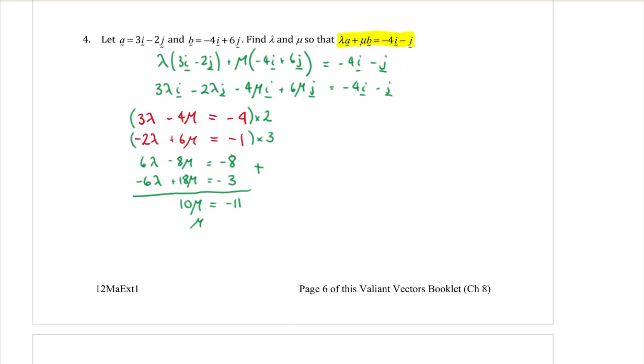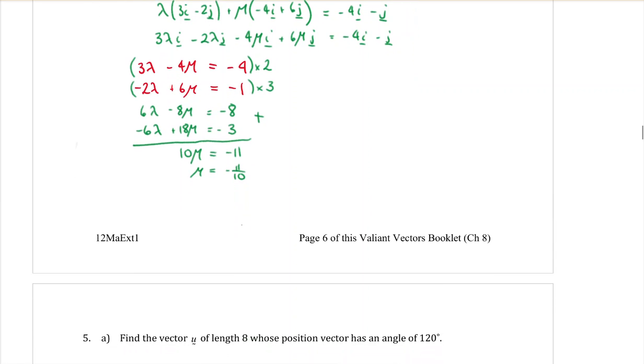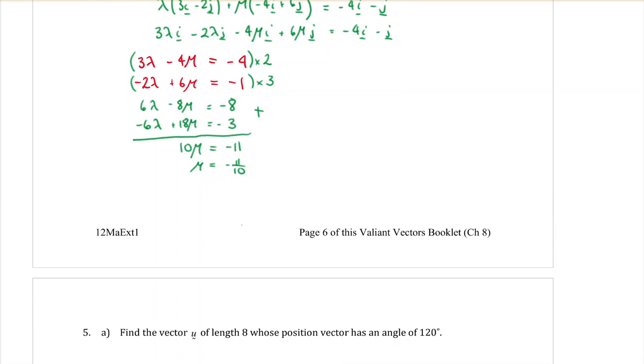Divide the 10 across to the other side. I get negative, you can times by negative, it'll still work. You'll get the same answer. You get negative 11 over 10. Yeah? I still need to get the lambda, so I have to sub back into one of my equations. Where shall we sub? How about just the top one there in red? So it would be 3 lambda minus 4 times by minus 11 over 10 is equal to negative 4.